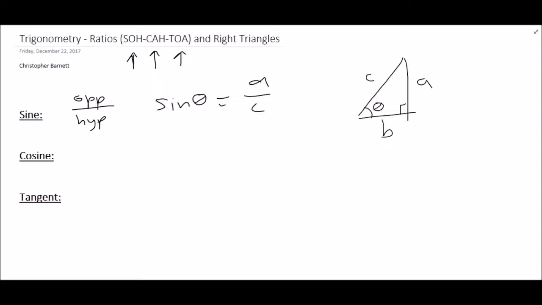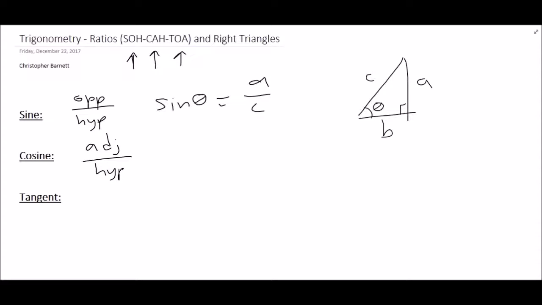Next we have cosine, which is nothing more than adjacent over hypotenuse. So adjacent, I'm going to abbreviate it ADJ, over hypotenuse. So just a quick recap. You should know by now that a hypotenuse in a right triangle is simply the longest side in the right triangle. So for our case, C would be the hypotenuse.